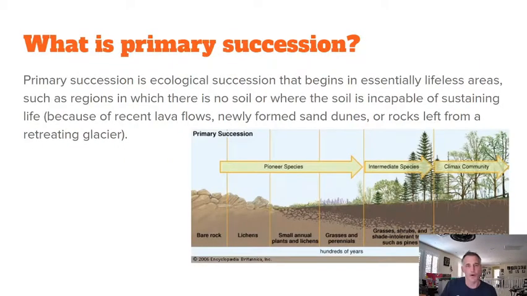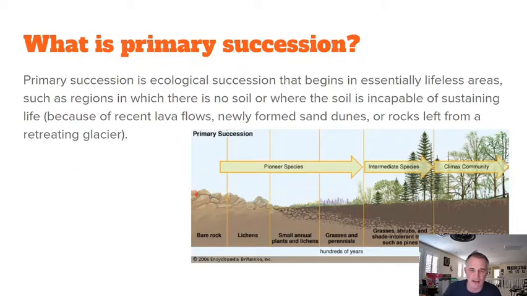So what is primary succession? Primary succession is the ecological succession that begins in essentially a lifeless area. This is usually on bare rock. These are regions where there's no soil built up. No soil has been produced, and trees and plants can't take root. So it's basically incapable of sustaining life. This could be a recent lava flow, where we have volcanic rock. Could be newly formed sand dunes in a particular area, or it could be rocks that were left behind from a retreating glacier or a rock slide or something like that. But it's basically bare rock.